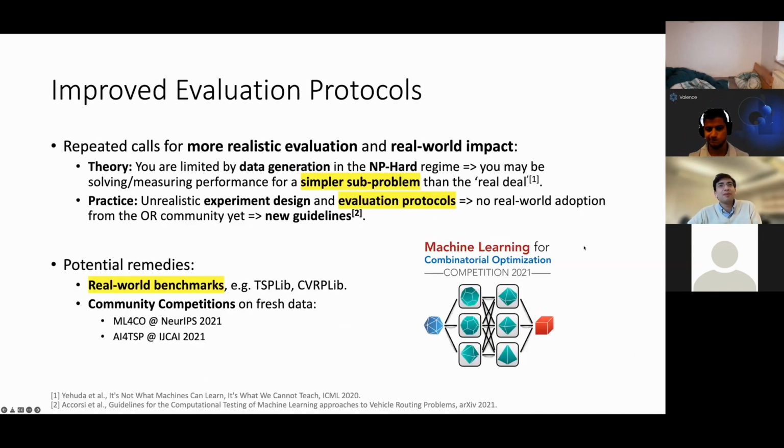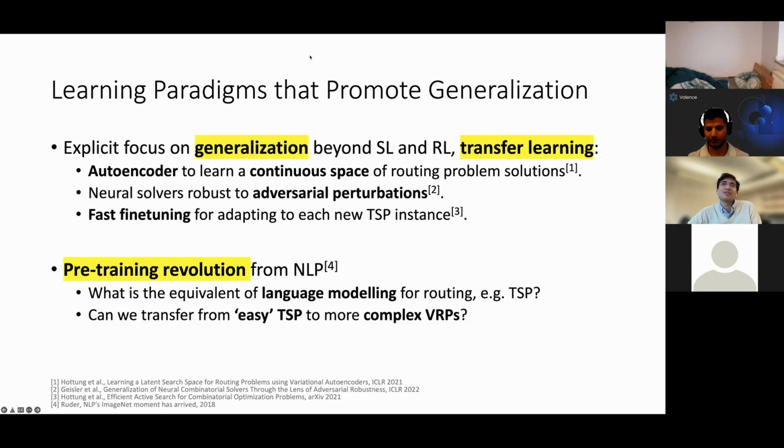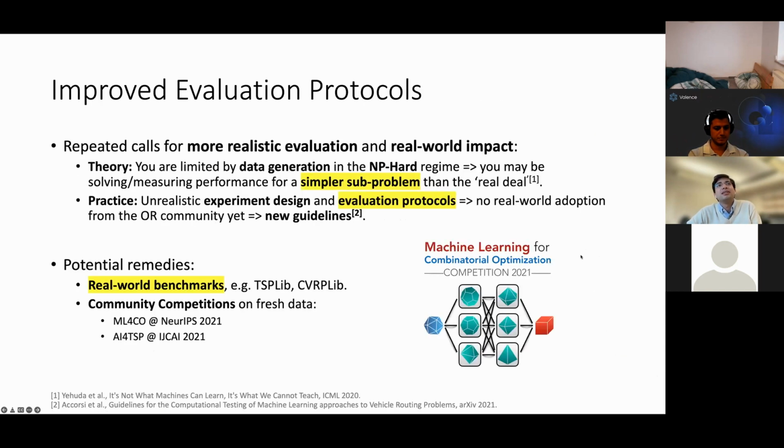I think I'll jump ahead from these. There are also some learning paradigms that are specifically trying to promote generalization, and one of them is what Dominique was talking about. Can we do pre-training, and that might allow us to transfer to new routing problems. There are also calls from the community to really get real about this stuff, to go from the lab to the real world, and there are both theoretical issues and practical issues with this.